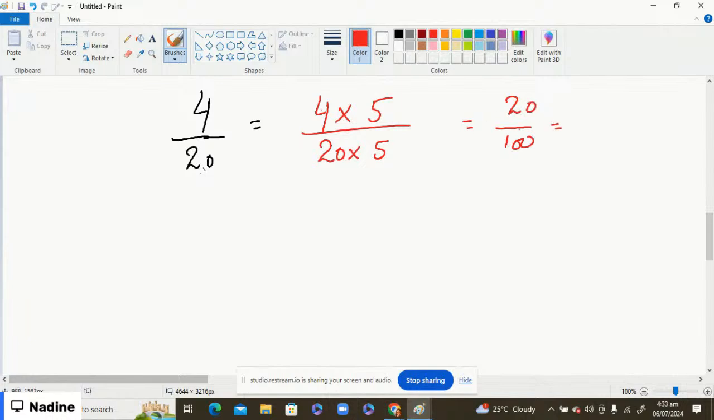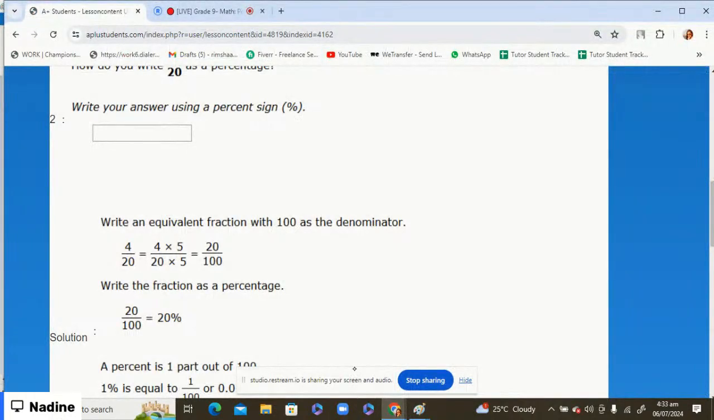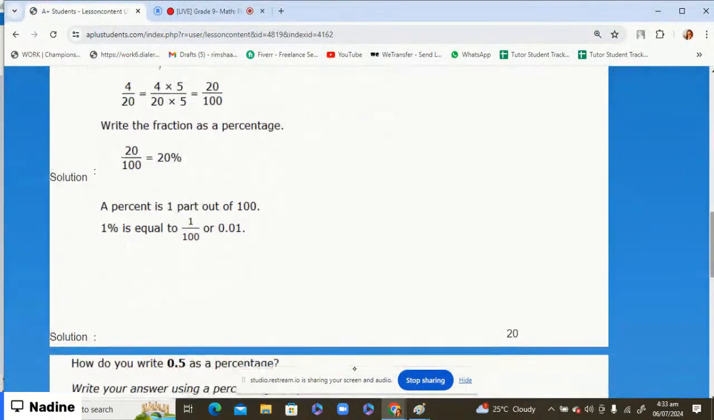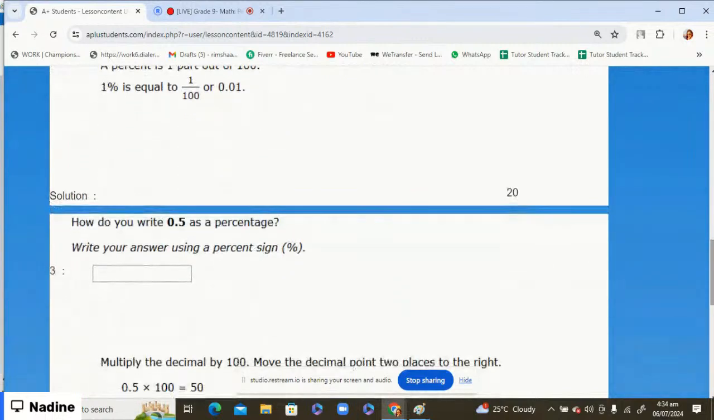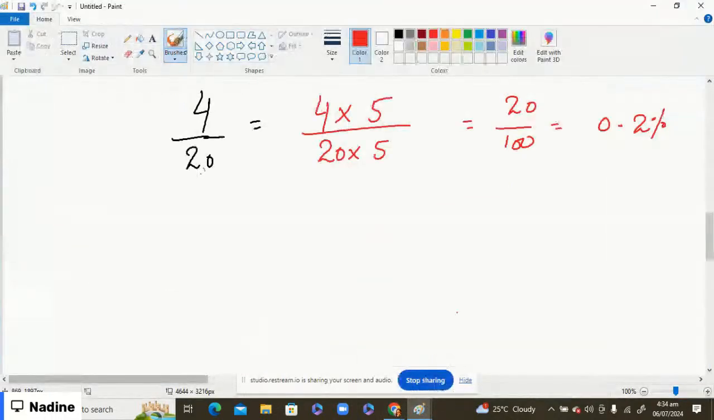So 20 divided by 100, what is the answer when you divide? When you divide it, this becomes 0.2. Understand? So 0.2, and now just multiply this 0.2 with 100. This becomes 20%.